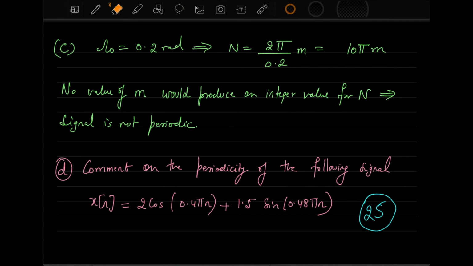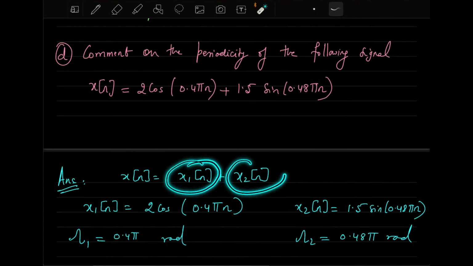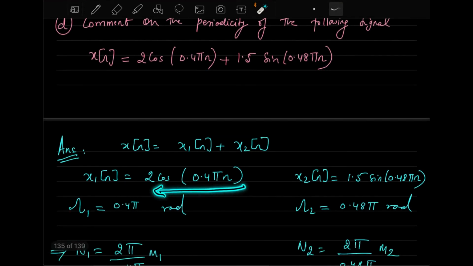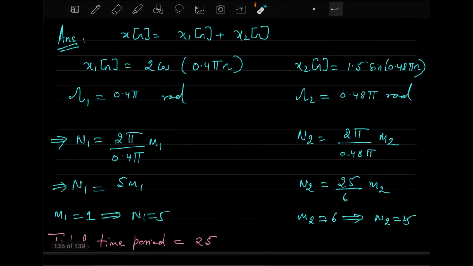Okay, so let us see whether it's right or not. You know that these two signals are different. Let one be x1[n] and the other x2[n]. So x1[n] is this and x2[n] is this. Let us deal with the x1[n] component first. In the x1 component, you have this as your omega 1, so the value is 0.45. Once you do the calculations, the minimum value of m1 is 1, which makes your n1 as 5.